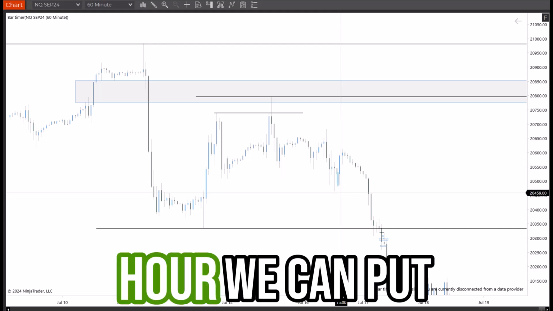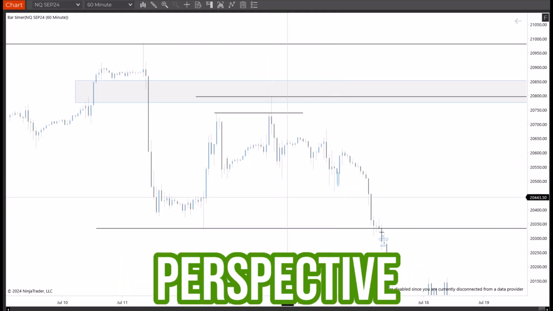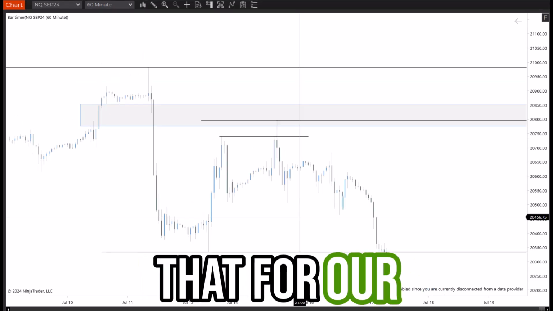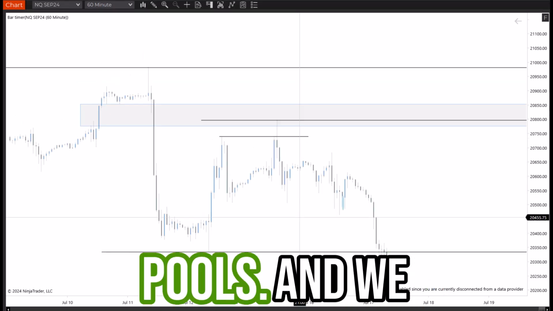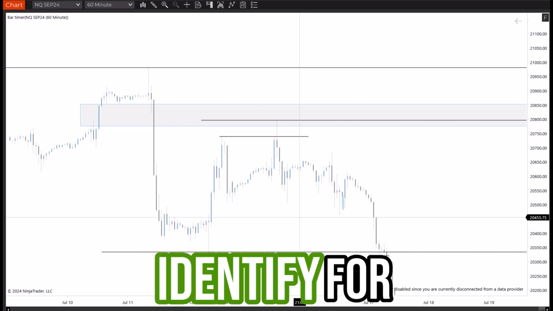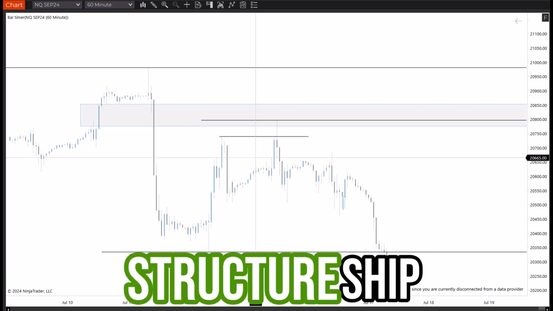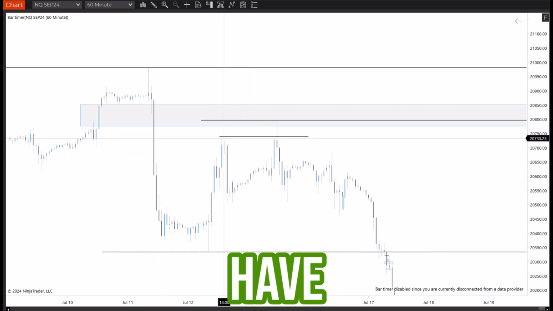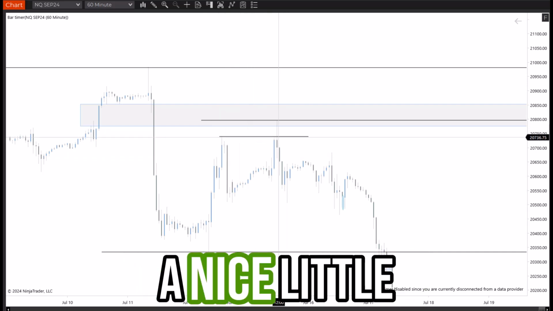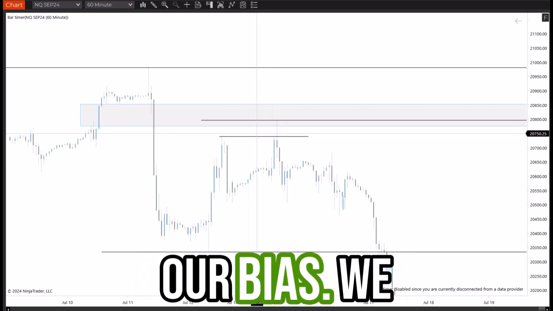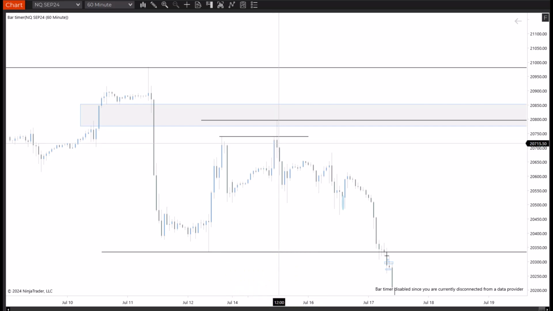So as we are on this time frame, the 1 hour, we want to do the exact same thing we did on the 4 hour. We want to identify our liquidity pools, and we want to identify fair value gaps and market structure shifts. We already did the market structure shift right there. So we already have that drawn out, a nice little market structure shift, but that is not toward our bias. We want to continue to look for things that are toward our bias.